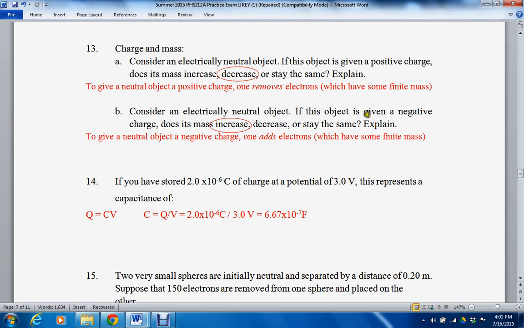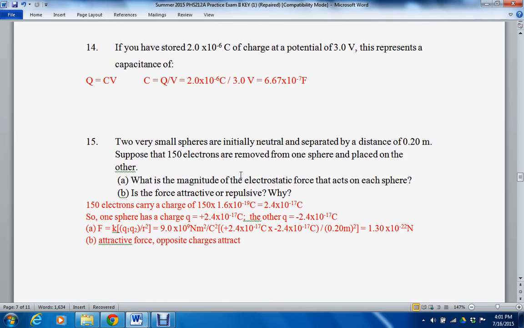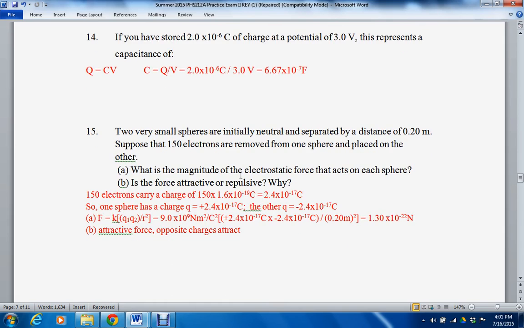If we give something a negative charge, then we're doing that by way of adding extra electrons. Therefore, it would have a net increase in mass. Really tiny increase, but some amount.